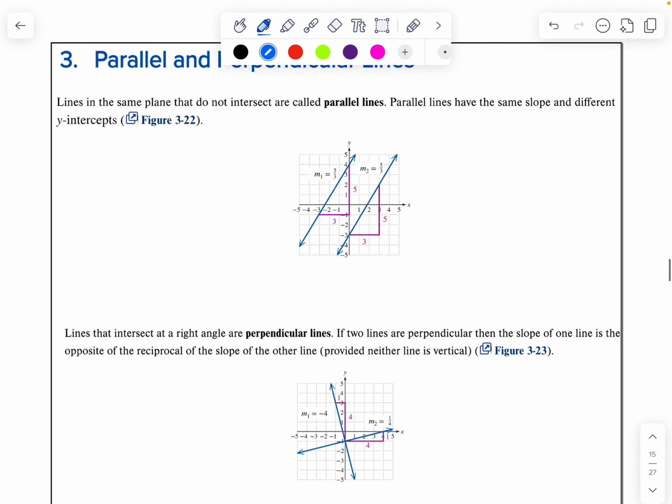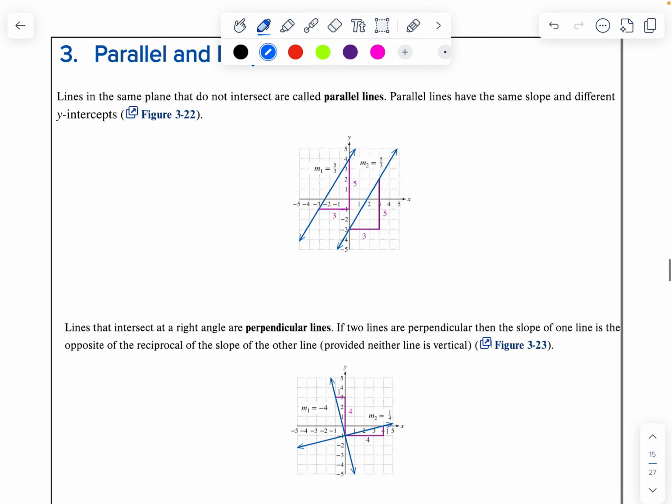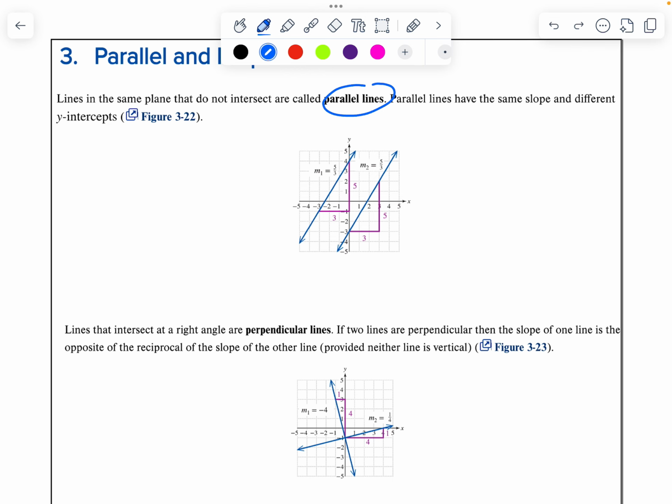Parallel and perpendicular lines. All right, so parallel lines are lines that just never touch. They carry on forever and they never touch. Notice these two lines that we have graphed here. These are parallel lines because no matter how far I went right or left, they're never going to touch. They're always going to be a little bit apart. And that's because they have the same slope. If you look at those two lines, notice that they go in exactly the same way. They're the same steepness. This one has a slope of 5 over 3. This one has a slope of 5 over 3. For lines to be parallel, they have to have the same slope.